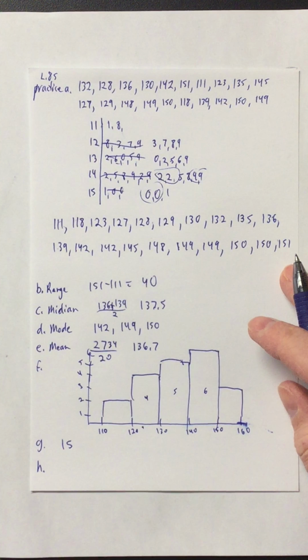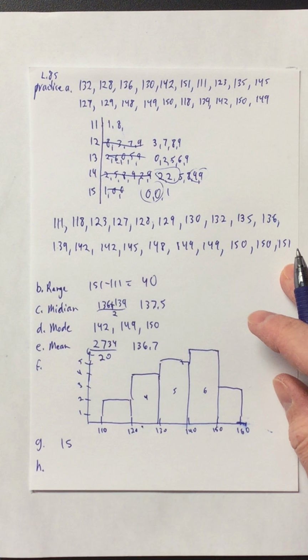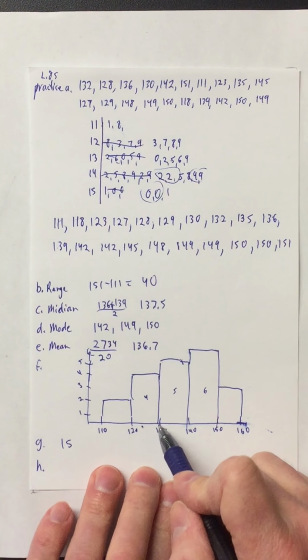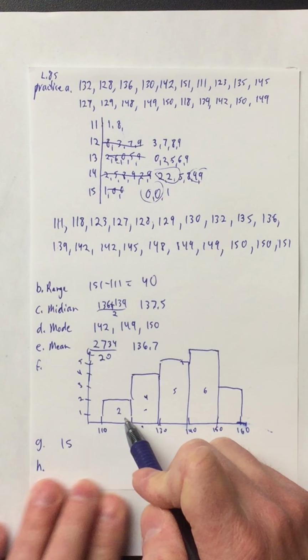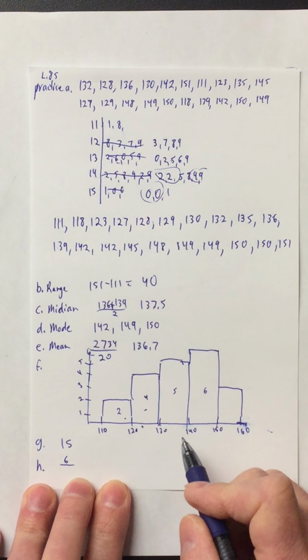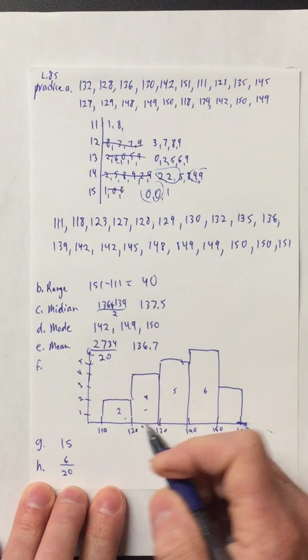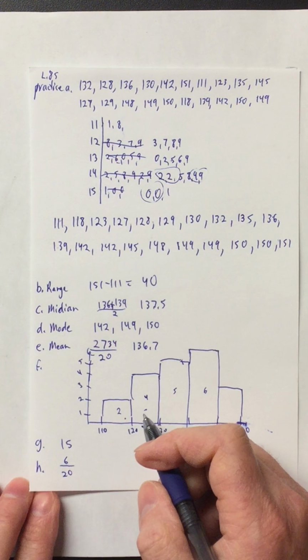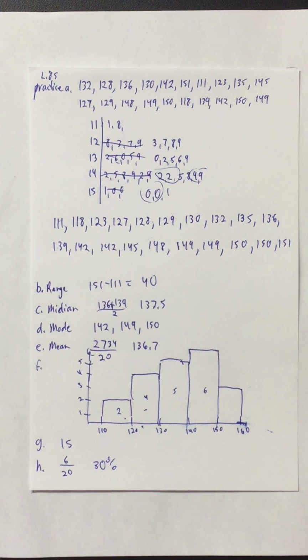All right, last question. What is the percentage of slides that contain strictly fewer than 130 protozoa? So 130 is right here. So fewer than that would be my 4 and my 2. So that means 6. And then I want to divide that because I'm getting a percentage by the total amount of slides. This is 20. So 6 divided by 20 is 30%.